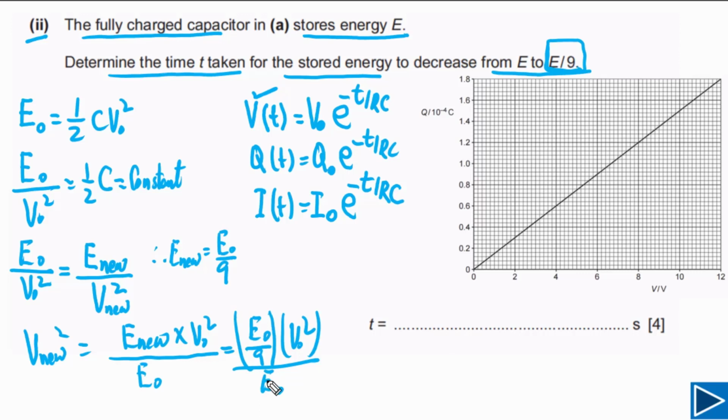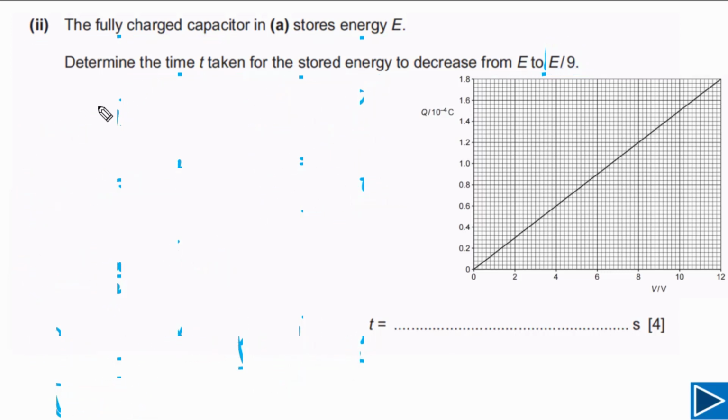Now from here, you can see we can cancel E with E. So we are left with V naught square divided by 9. Or simply we can say V new, if we take the square root on both sides, we will get V naught by 3. And that is the value of V new. And now we can use the value of V new in this equation and find the value of T.